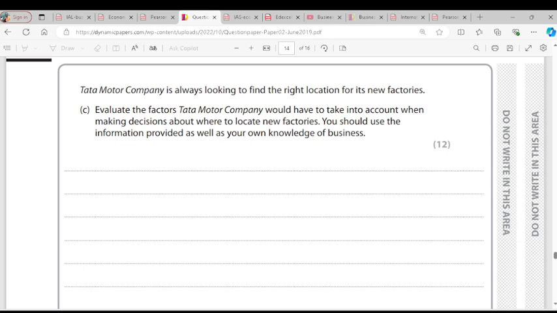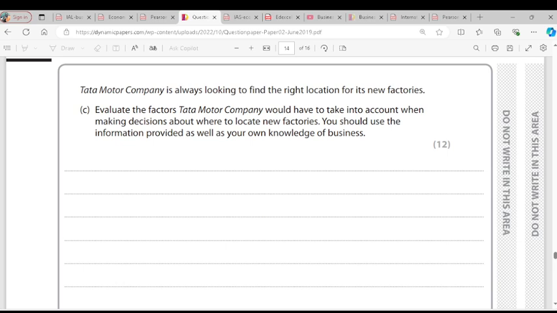So when you talk about factors that affect location, we are talking about a business trying to move its business or move its premises to a new place. That is location. So I wrote factors Tata Motor may consider when looking for the right location are as follows. 1, availability of skilled laborers.